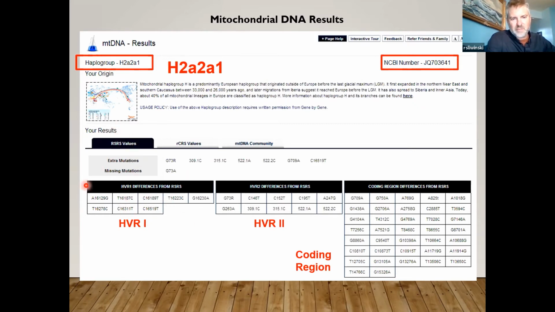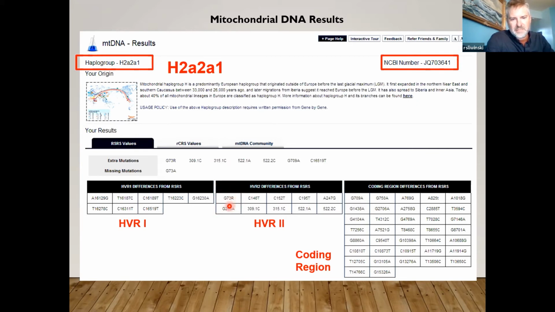So when I talked about HVR1 and HVR2, these are the different locations or the results you might get from that. And then these are coding region results. Now, all you're seeing is essentially letters and numbers, and you wonder what that means. What it means essentially is that the base pairs G and A, these are the connections for the base pairs, and this is the location, the 709, where that's located.